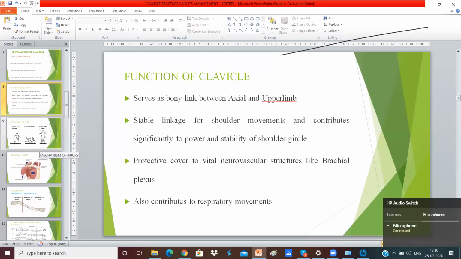Certain important functions, as I mentioned while discussing the anatomy: it also gives some protection to the underlying brachial plexus, because it serves as a bony link between the axial skeleton and the upper limb. It provides a stable linkage for shoulder movement and contributes significantly to the power and stability of the shoulder. So the integrity of the clavicle is very important, on which the various groups of muscles work.